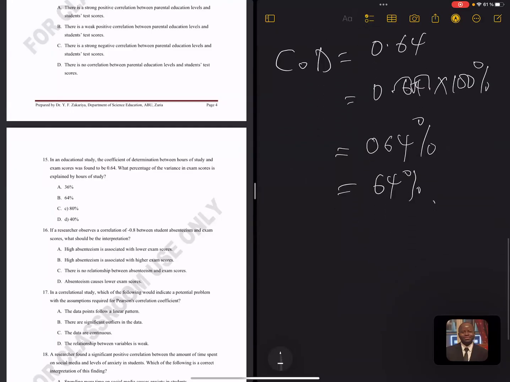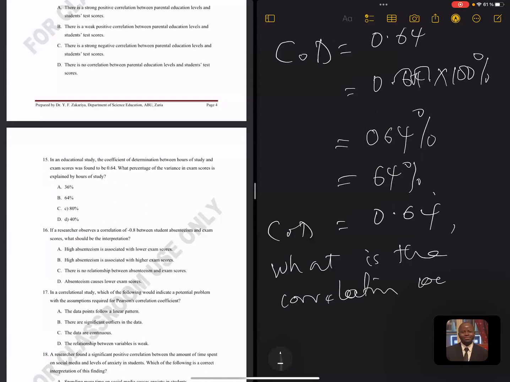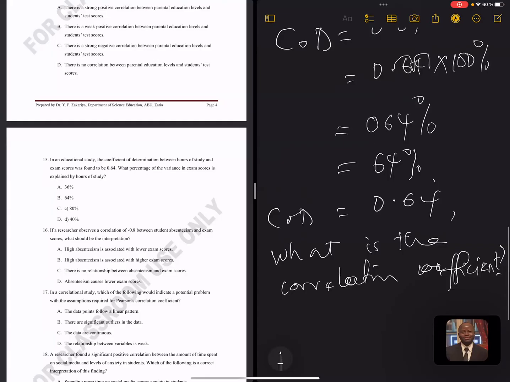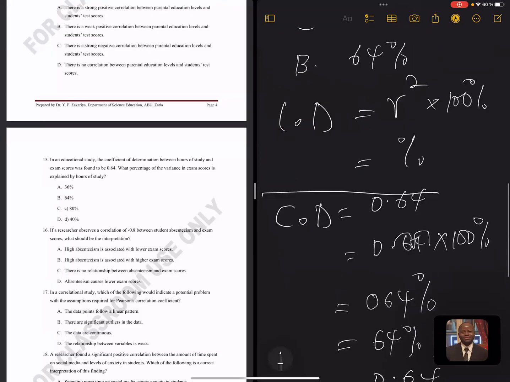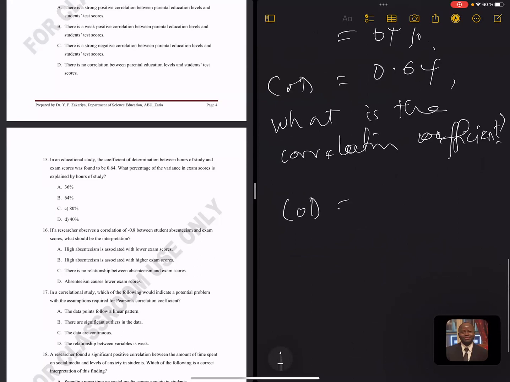Okay, let me quickly chip in something. What if the question is, given the coefficient of determination to be 0.64, what is the correlation coefficient? This is a point where you're gonna use this formula I wrote here: the coefficient of determination is equal to R squared, where R is the correlation coefficient.